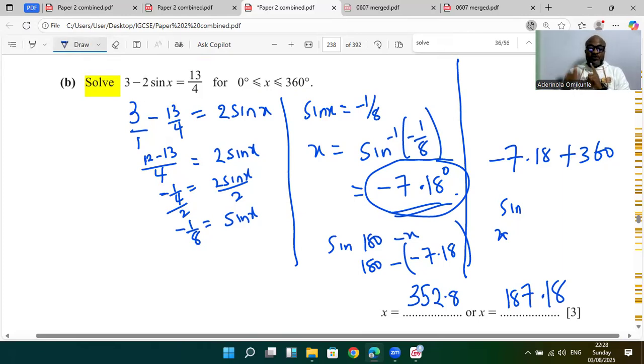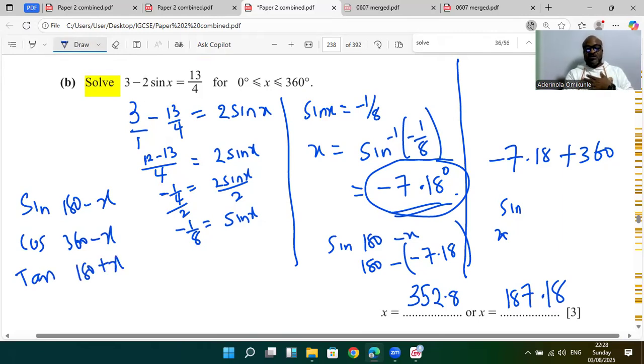Again, don't forget, for sine, you're doing 180 minus the first angle. For cosine, you're doing 360 minus the first angle. And therefore, for tan, you're doing 180 plus the first angle. Please don't forget, you can always pause the video, rewind, forward, just to ensure that we're on the same page.